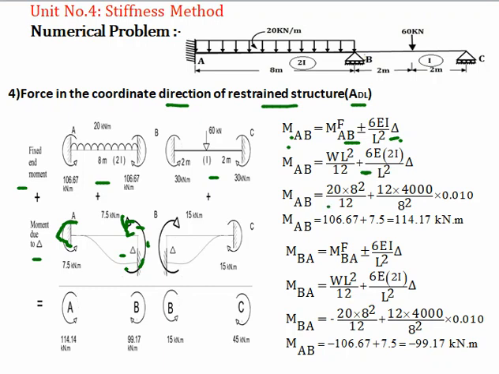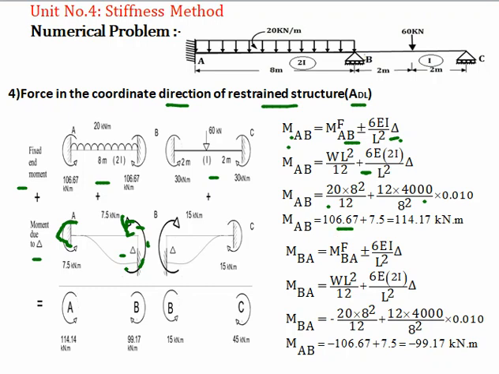So by putting the values, MAB is equal to 20 into 8 square divided by 12 plus 6 into 4,000, that is the value of EI. Here we have to take care of the moment of inertia. Moment of inertia of span AB is 2I. So 6 into 2 becomes 12, and EI is 4,000, divided by 8 square, into 0.010 in meter, that is delta.